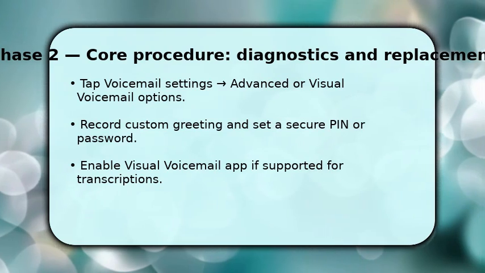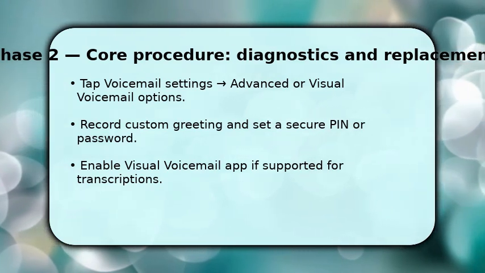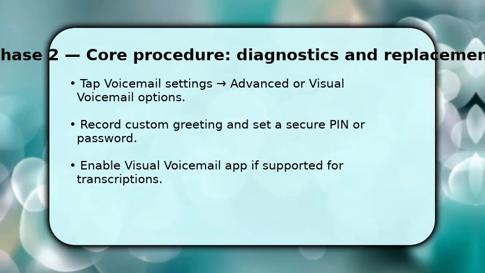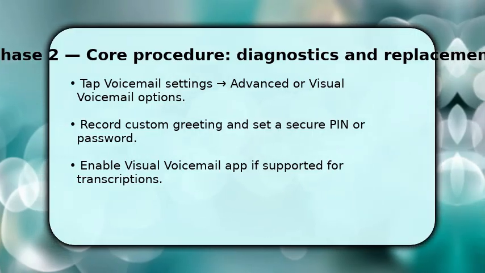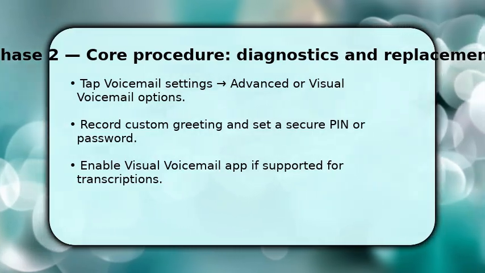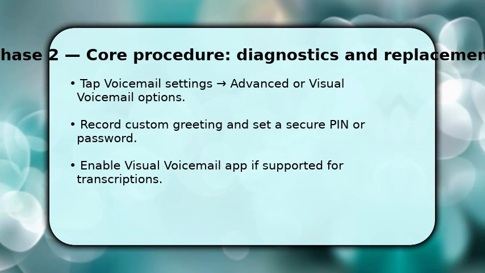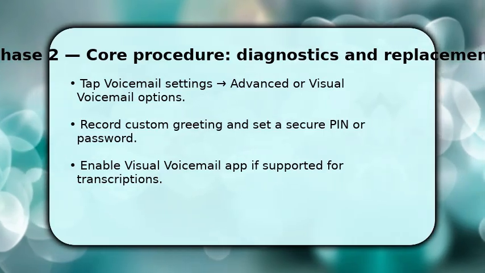Now configure your greeting and security. Go into voicemail settings and choose Advanced or Visual Voicemail. This exposes greeting and PIN options. Tap to record a custom greeting so callers know it's you, and then set a secure PIN. This prevents unauthorized access to messages.